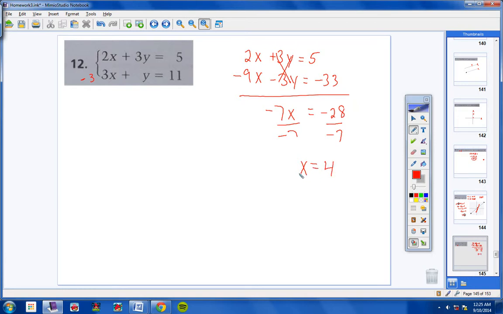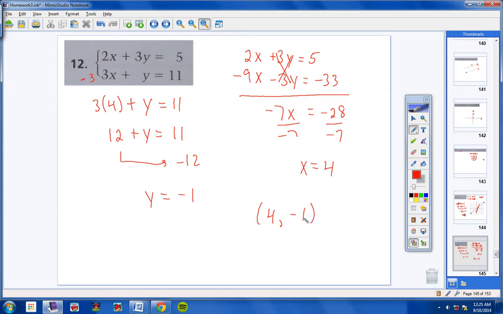Now, students, it does not matter where I substitute 4. I can put it into this x or this x or this x or this x. The only reason I'm going to use this equation right here is because I have room underneath it to do work. That's the only reason. So here's my x. I'm going to put 3 parentheses 4 plus y equals 11. 3 times 4 is 12 plus y equals 11. Bring the 12 over and make it a negative 12. And y would equal a negative 1. So there's your answer. 4 comma negative 1. Okay?